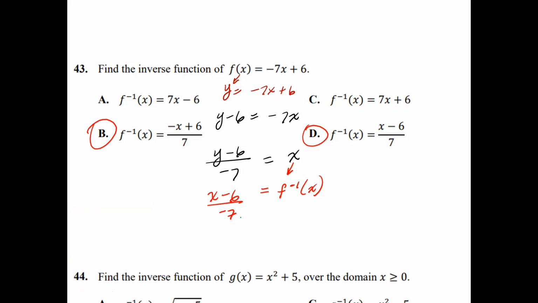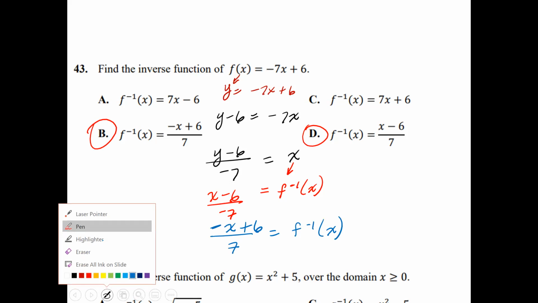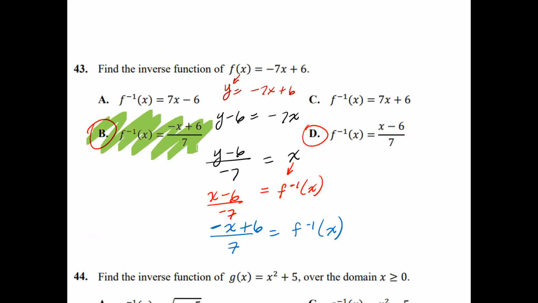And so then what I'm going to do is think about if I were to take out that negative 7 and make that into a positive 7. On top, you have a negative x and then a positive 6. So that one actually matches B as in boy.